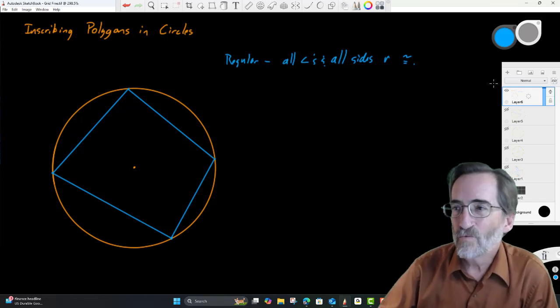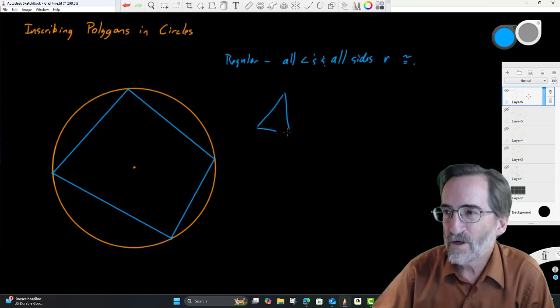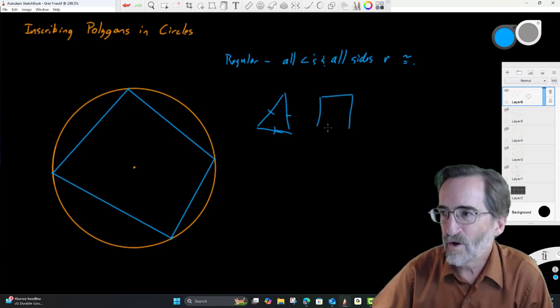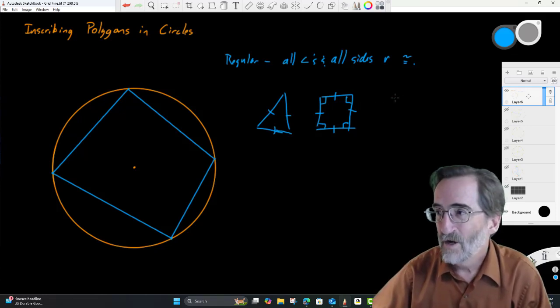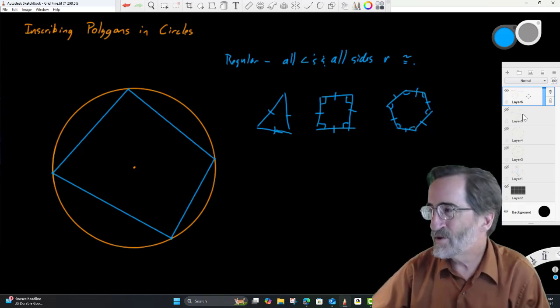So the regular polygons are an equilateral triangle, in which all the sides are congruent, and a square, in which all the sides are congruent and all the angles are 90 degrees. We're not going to do a pentagon. That's actually not a simple task to inscribe a pentagon in a circle. We are going to do a regular hexagon, in which all the sides are congruent and all the angles are congruent. Okay? All right. So that said, let's get down to business.